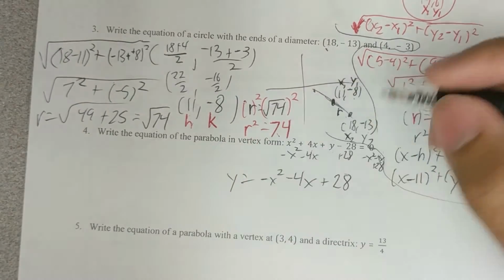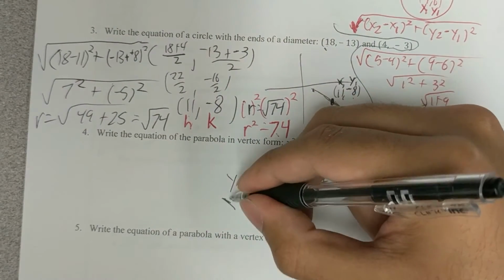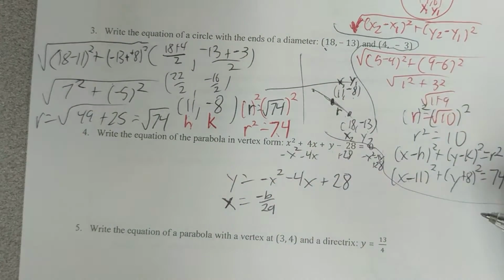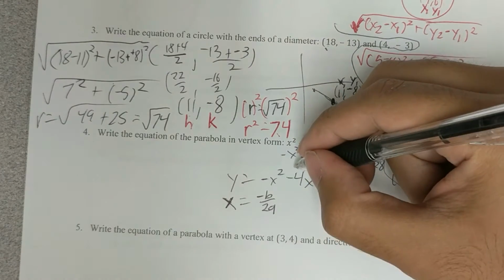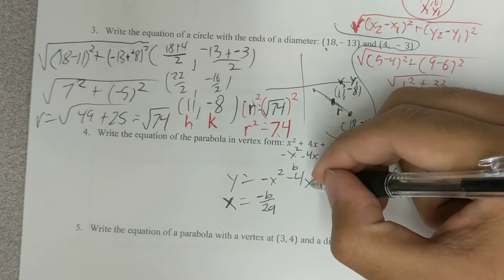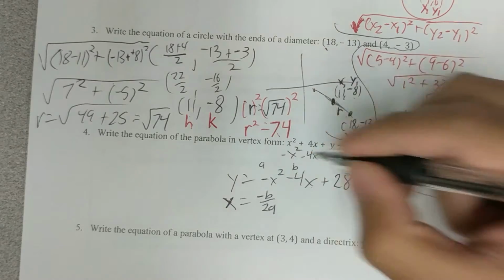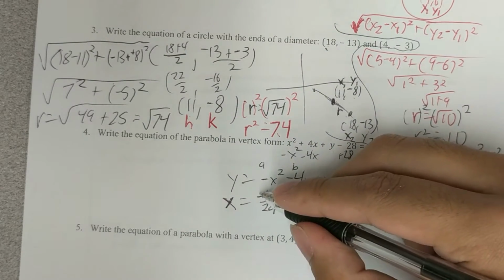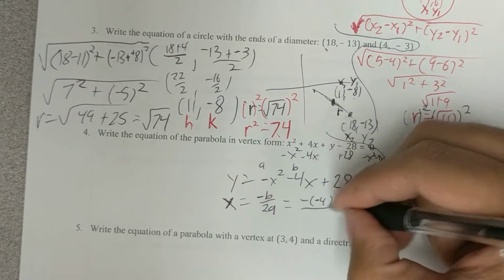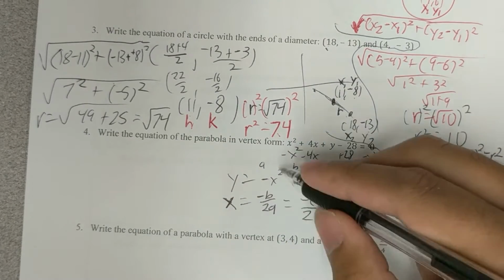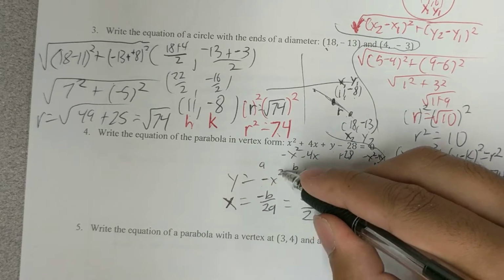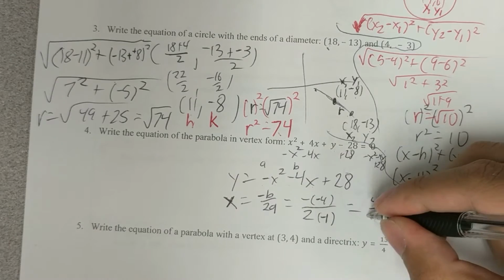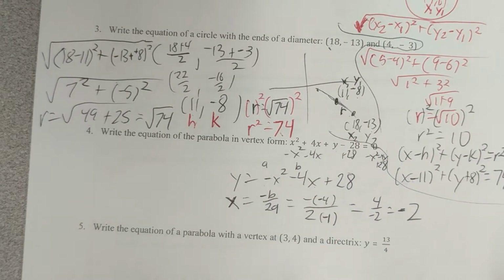So to find the vertex, I start by getting the x-coordinate using the axis of symmetry formula, negative b over 2a. So b is the coefficient of the x term, and a is the coefficient of the x squared term. So b is -4, so I have negative 4. And then over 2 times a, the coefficient of x squared, it's -1. So simplifying, I get 4 over -2 equals -2.